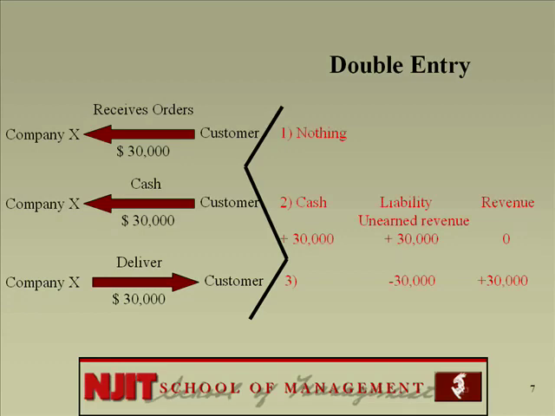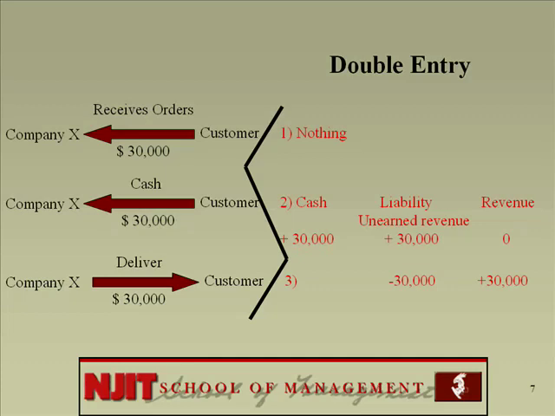When you receive the order, as before, nothing happened because there's no transaction. When you get the cash, the double entry is cash increases 30,000 and a liability increases 30,000. Why a liability?